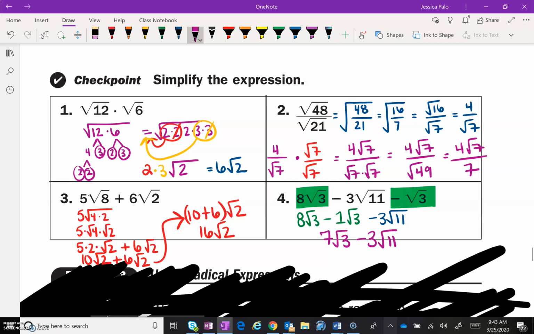And the last one was probably the quickest of all of them. You needed to use the commutative property to rearrange this expression so that the radical 3 terms were next to each other. So 8 radical 3 minus 1 radical 3 minus 3 radical 11. 8 minus 1 is 7, so 7 radical 3 minus 3 radical 11. They are not like terms, so this is your final answer, and this is the end of 9.2.